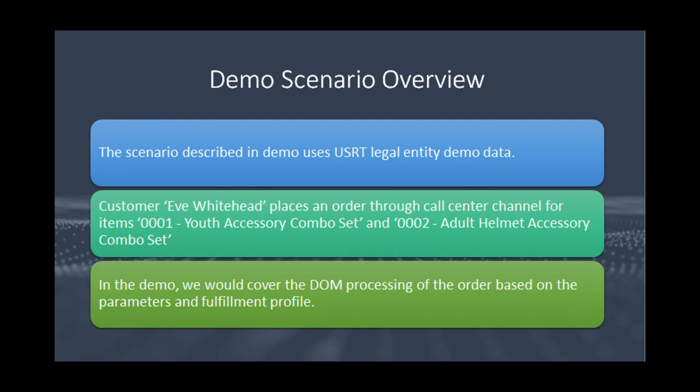But before we go into details of the demo, let's look at the business scenario that I'm going to cover. The scenario uses USRT legal entity demo data. I have selected a customer, Eve Whitehead, who places an order through the call center channel for the items youth accessory combo set and adult helmet accessory combo set. I mentioned call center here, but in the practical world, it can be e-commerce or any other order source that we talked about in the previous slide. In the demo, we would cover the DOM processing of the order based on the parameters and fulfillment profiles and see how this particular order is brokered.